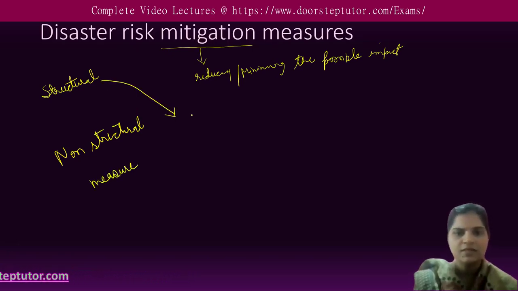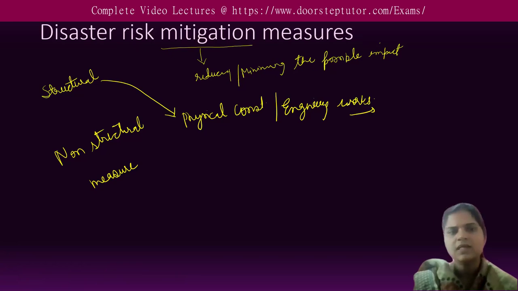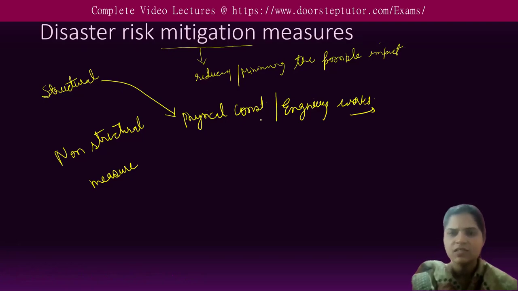Structural measures are such as physical construction and any kind of engineering works. They can be considered under structural measures, such as construction of a dam, reservoir, or any kind of canal, particular building construction or infrastructure construction. When we use a certain kind of physical construction aspect, then these are considered structural measures.